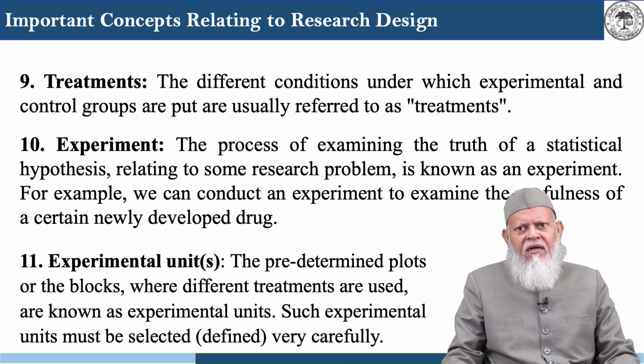Like if we are working on say 4 blocks, or if we are working on 2 groups of people to study poverty, or if we are working on 2 groups of students for special coaching, we identify beforehand the block, the group of people, the group of students where the different kinds of treatments are to be given. These are called the experimental units.